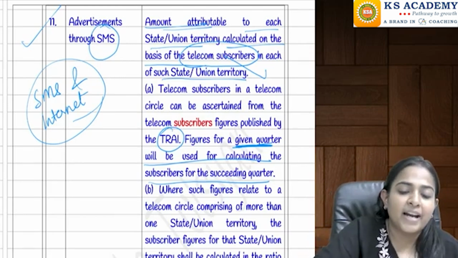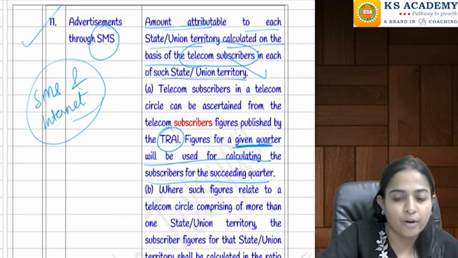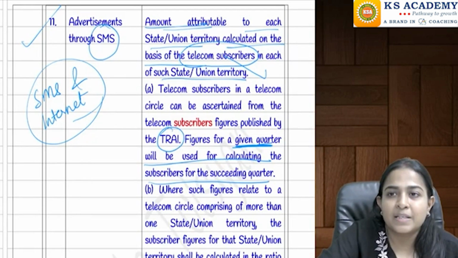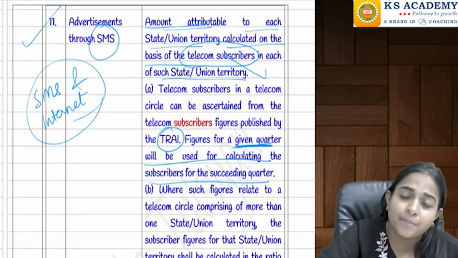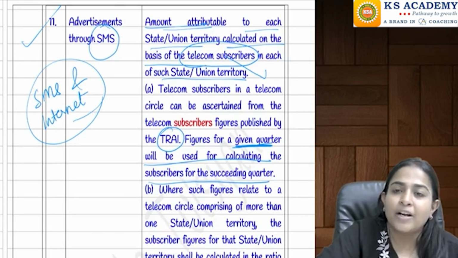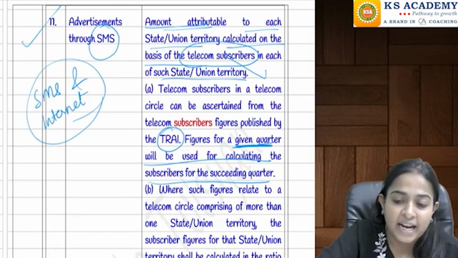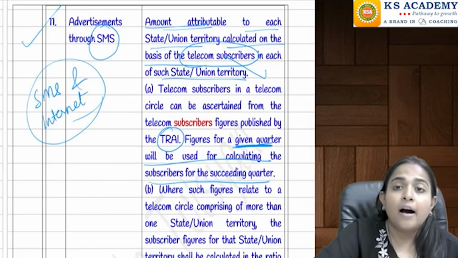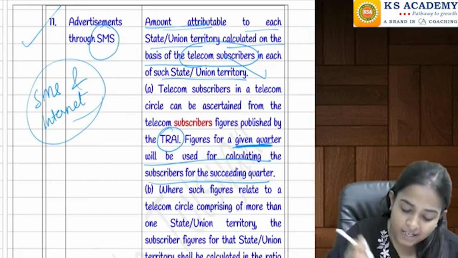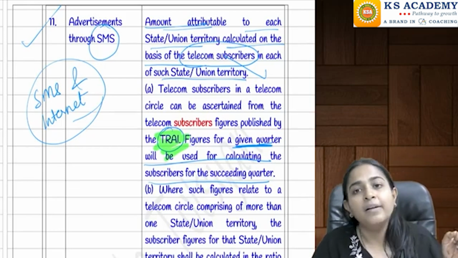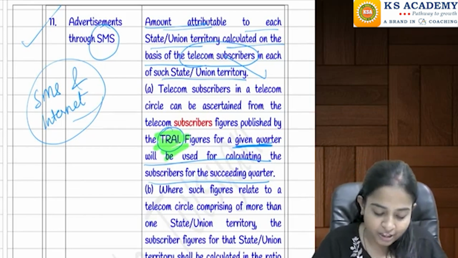And then the next one, advertisement through SMS, last one. Here also, advertisement through SMS means SMS will be going to multiple subscribers, multiple mobile users over different states. So this amount will be divided on the basis of number of telecom subscribers. That figure will be given to us by the TRAI, and this figure will again be of the last quarter for determination of the figures for the current one.